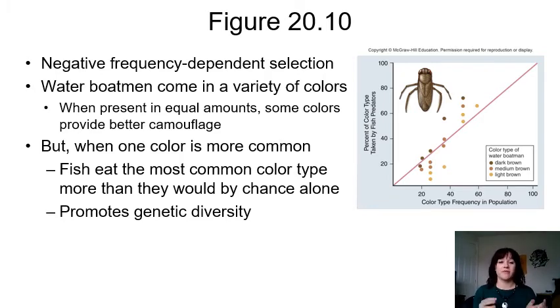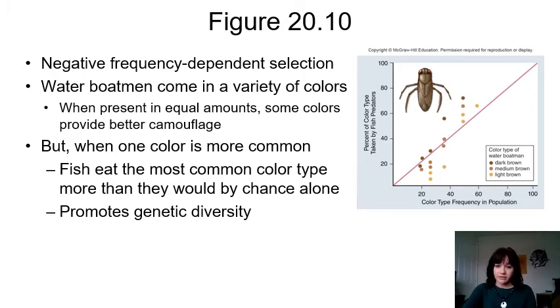However, if you have a population where dark brown is the most common color, now those boatmen are going to be eaten more frequently by fish. So now what's going to happen is that those alleles for lighter colors are going to stay, they're going to increase in that population, and now we're starting to increase variability in color in this boatman species. And so that's what this graph is showing.